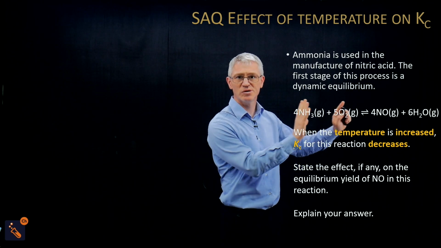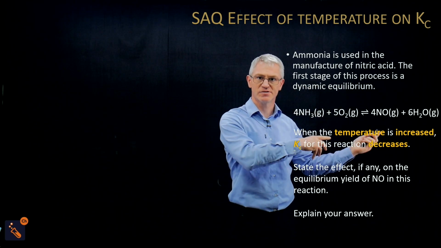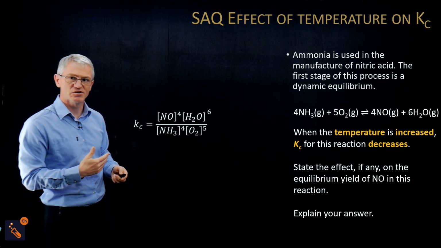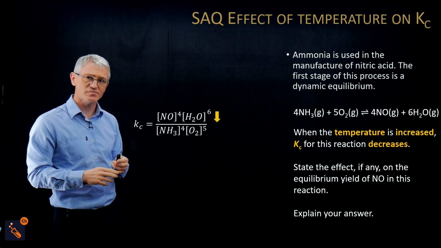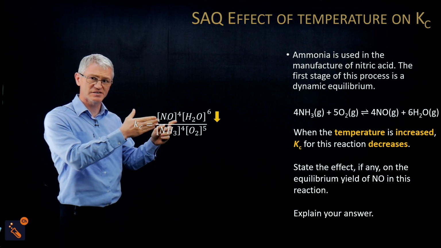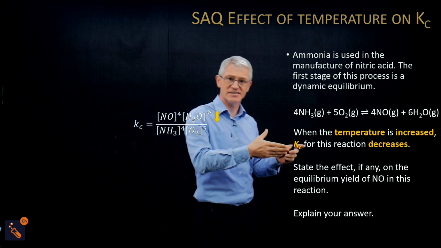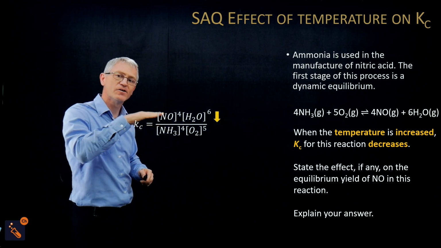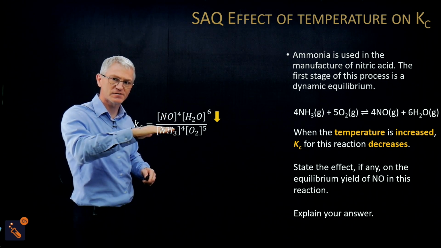So basically we need to know whether the equilibrium is going to the right or to the left. Is it right? Is it left? So how do we do this? Well, first of all, let's have a look at the expression, and you can see the expression here is products over reactants. So let's have a think. First of all, we're going to look at Kc for this reaction decreases. Well, Kc is equal to products over reactants.